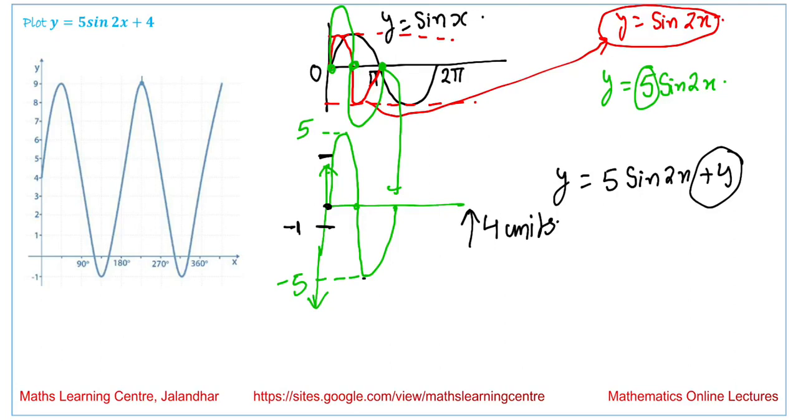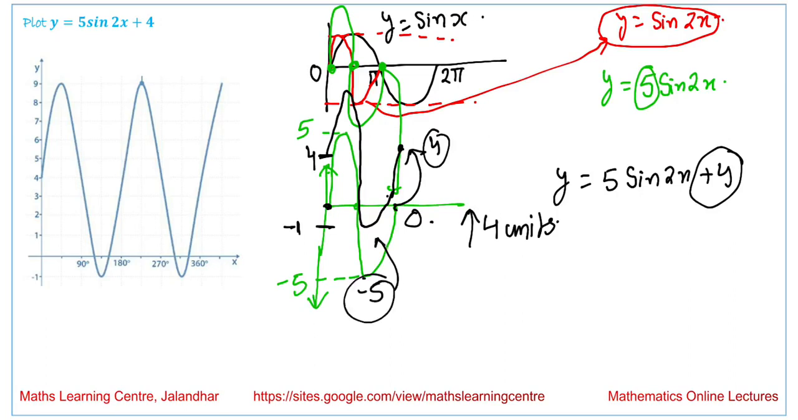This is the point 0. This will be shifted to the point 4. So now the graph will start from the point 4 and move down to minus 1. The 0 will be shifted to 4. Minus 5 will be shifted to minus 1. So we obtain the final answer in this form, that the graph starts from the point 4, then it goes up to 9. Now the maximum value will become 9, then it will decrease, and this is the graph of the function y is equal to 5 sine 2x plus 4.